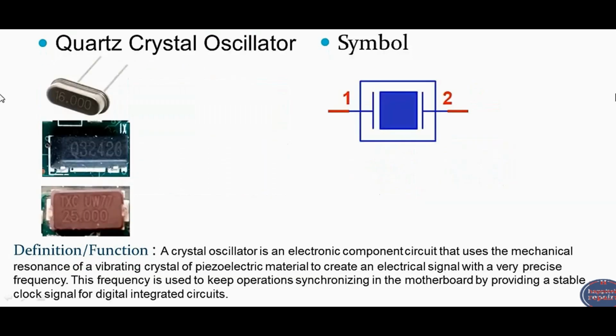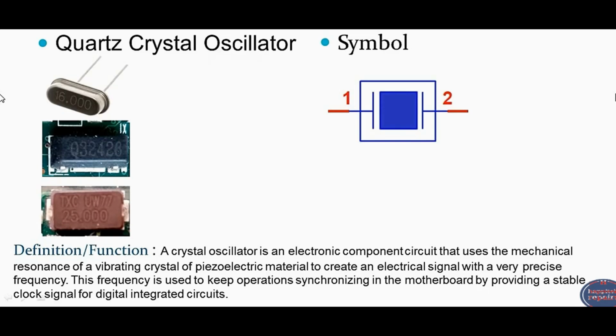The next component is the quartz crystal oscillator. Basically we always find this component near the clock generator, the ICH or the Super IO in the motherboard. This is a very important component. Without this component, the synchronization in the motherboard or even any electronic device cannot happen.